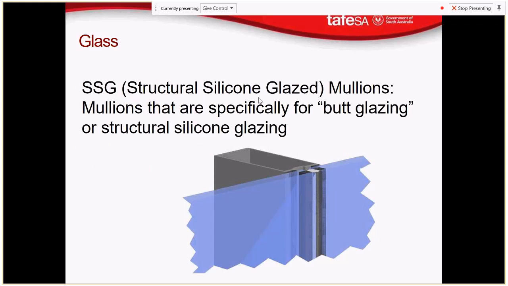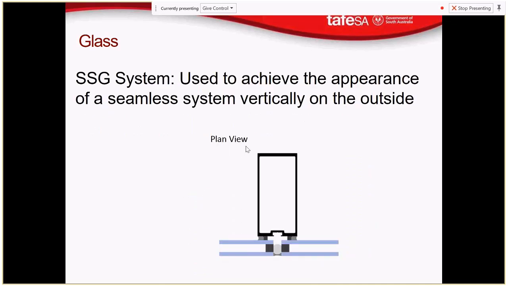And structural silicon glaze has silicon beading or butt glazing to the structural or to our mullions there. Mullions that are specifically for butt glazing or structural silicon glazing. There's our plan view of that. So we have our beads of mastic and silicon. The glass just goes straight onto that. Then we'll have a backing rod in there, and then silicon on the outside, or our backing bead in there.